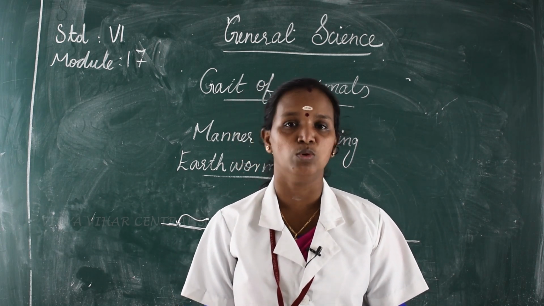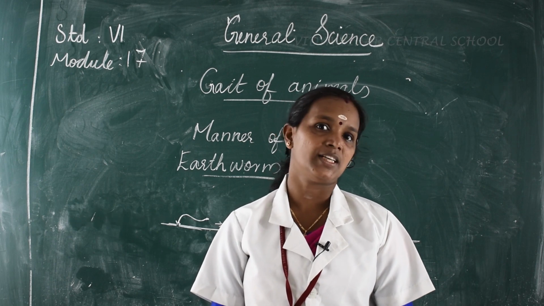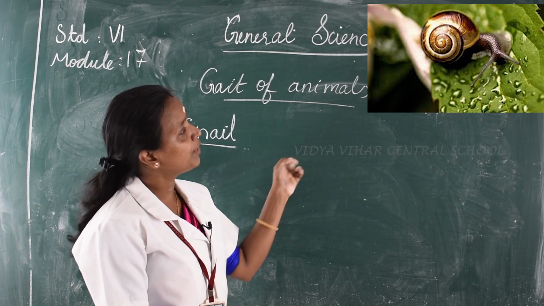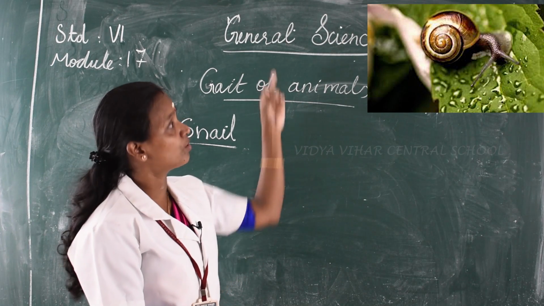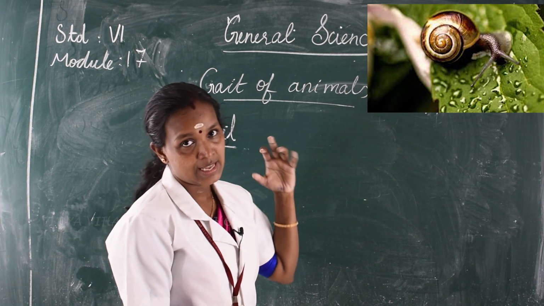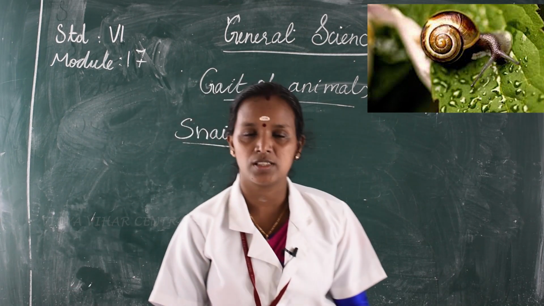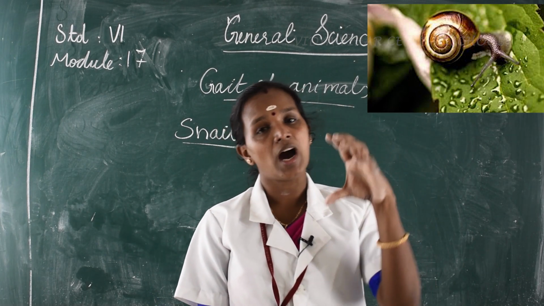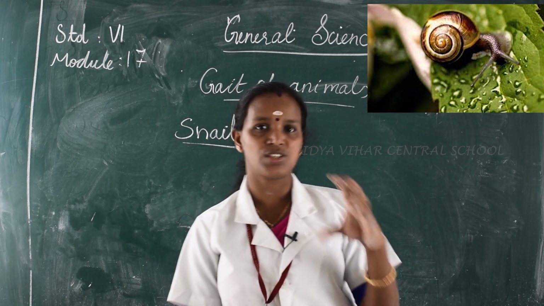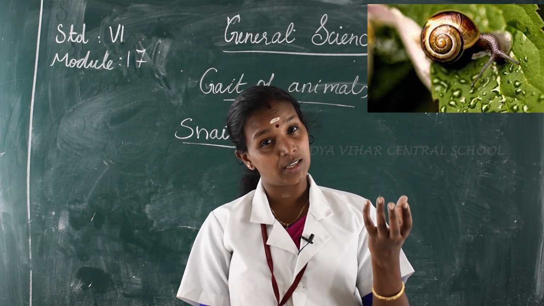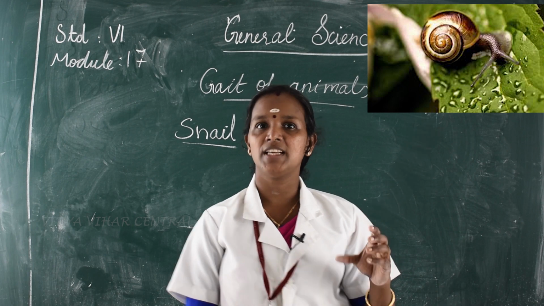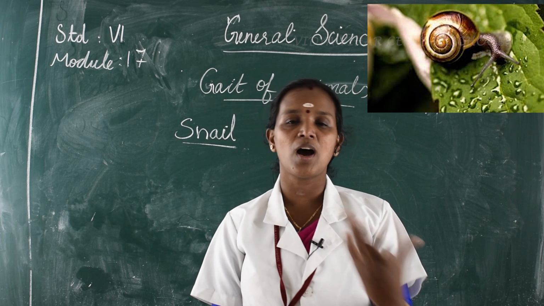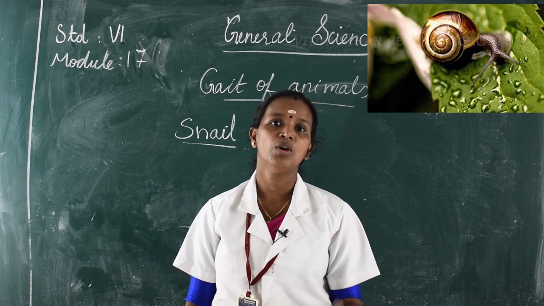So this is about the movement of earthworm. Next one is about snail. Look at the picture of the snail. Here you can see a shell on its backside. Shell is not made of bones. It is an outer skeleton. It is a hard structure, but it is not made of bone, and it does not play any role in the movement of the snail. So how can the snail move from one place to another?